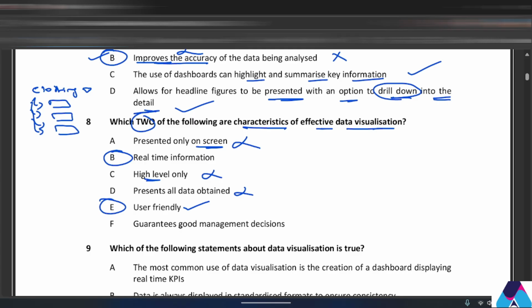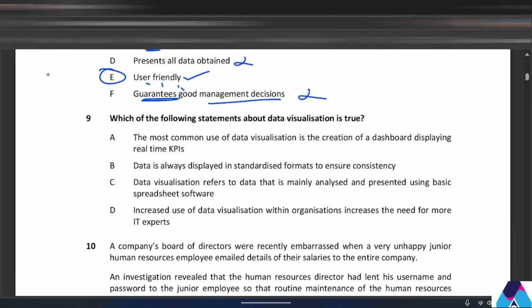Part number F says guarantees good management decision. How can data visualization guarantee that the management is going to take a good decision? No, it can only facilitate, it can only support better decisions, but it cannot guarantee. So this is definitely wrong. Okay, so like I said, part B and E are the answers. Moving on to question number 9.